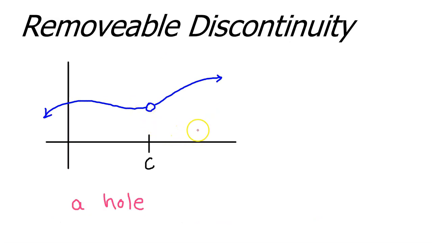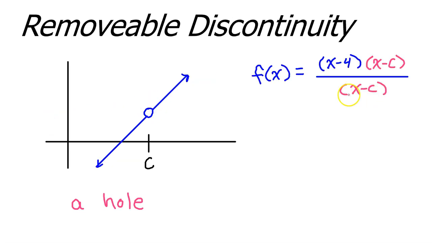There are two types of discontinuity, removable and non-removable. A removable discontinuity is a hole in the graph, a single missing point. You get a removable discontinuity at x equals c when there is a factor of x minus c in the denominator that is completely canceled out by another factor of x minus c in the numerator. Notice that in this example, the original function f of x is equivalent to the line x minus 4, except for the domain restriction that x cannot equal c, thus the hole.